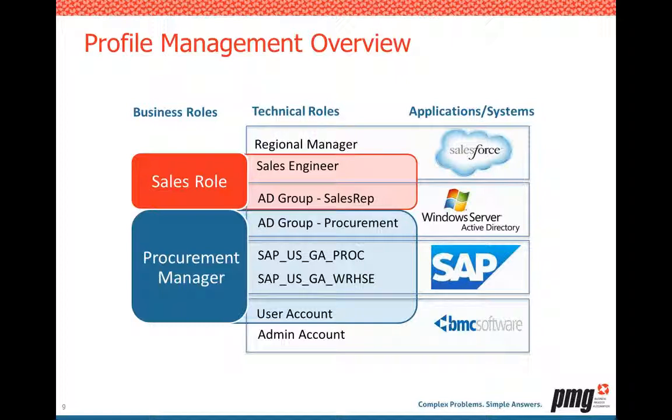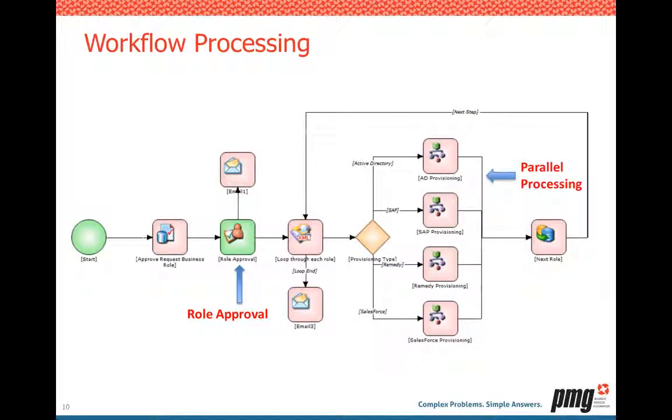So if we look at this diagram right here, just an example, for this salesperson, if they requested that, it would give them a sales engineer role on Salesforce, and it would also put them in the sales rep Active Directory group. Whereas if it was a procurement manager, they'd be put into the procurement Active Directory group, as well as 2 SAP roles, and also a user account in Remedy. And these profiles can be built however your business needs, and however you group together your roles for a specific user. People like to use the term business-friendly role, which would be the sales role or the procurement manager.